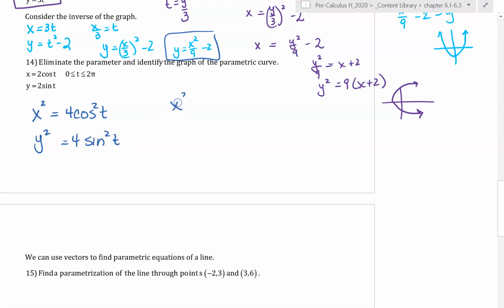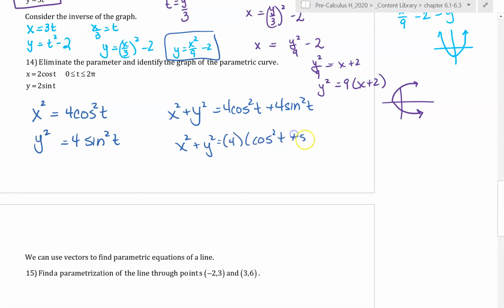Now watch what happens if I add x squared and y squared. So that's 4 cosine squared t plus 4 sine squared t. Now watch what happens if we factor out the 4. We know that cosine squared of t plus sine squared of t is 1. So we have x squared plus y squared equals 4, which we know is a circle with a center at the origin and a radius of 2.